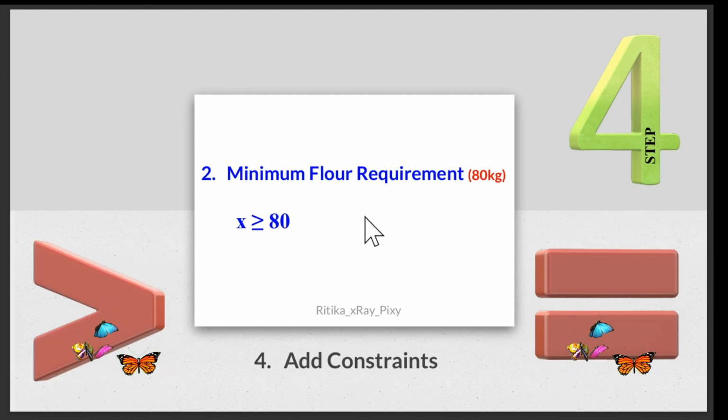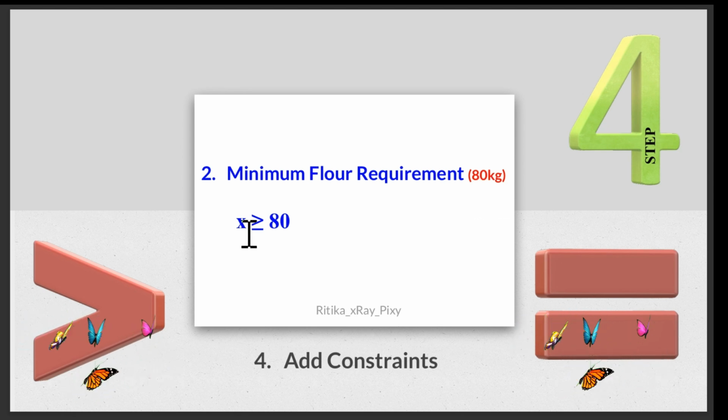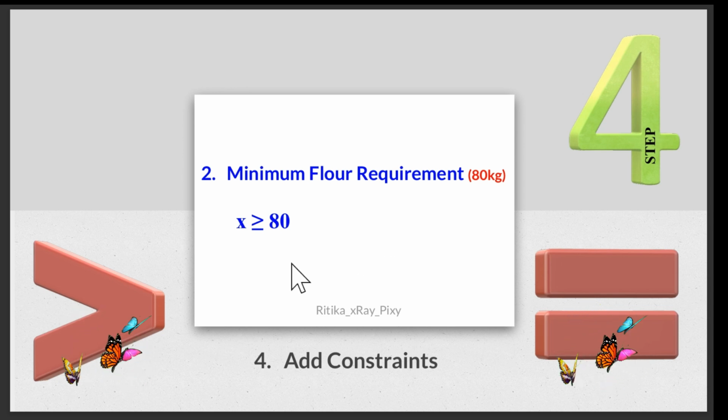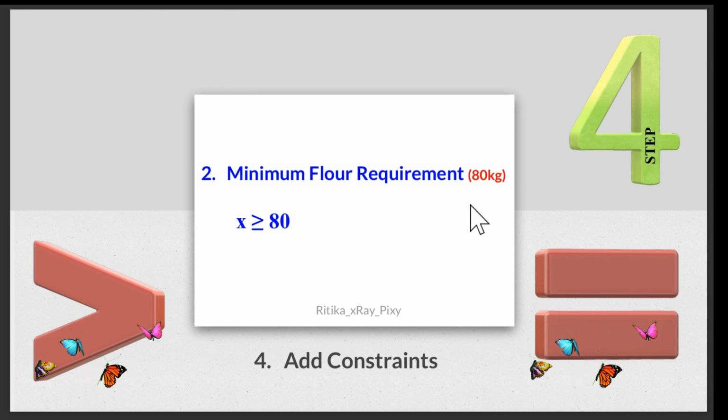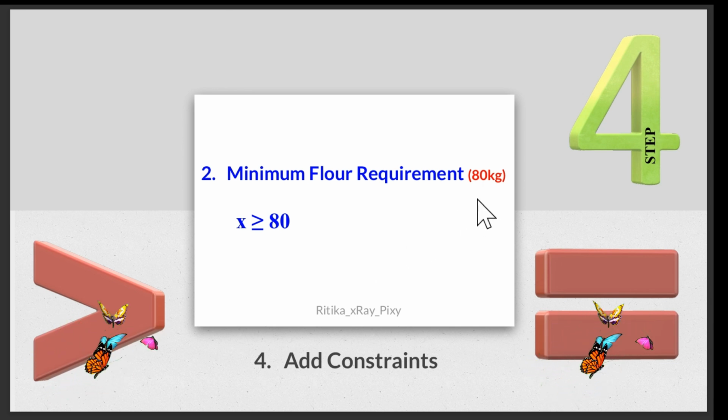Next constraint, we have the minimum flour requirement. Here x is used to denote the amount of flour in kilograms. So the x value should be greater than or equal to 80. That is, the bakery needs at least 80 kilograms of flour.